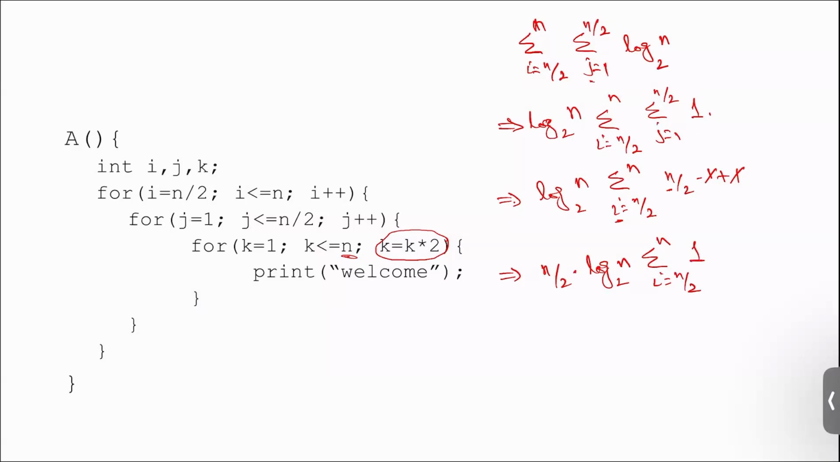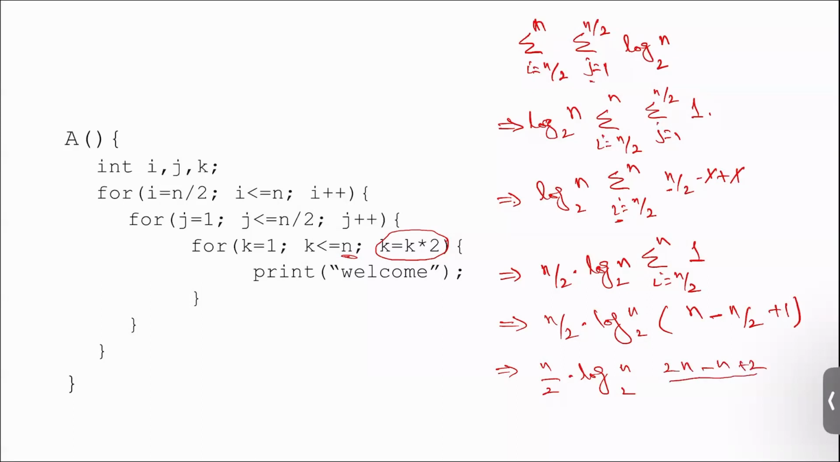Now I can solve the remaining sum equation, which is going to be n by 2 times log n base 2, and this is going to be n, the upper limit, minus the lower limit, which is n by 2 plus 1, from the formula, right? That's what we are going to get. And now if I solve this one, this is going to be n by 2 log n base 2, and this is going to be 2n minus n plus 2 divided by 2, right? Simply. So now if you can see that, you can actually find it out.